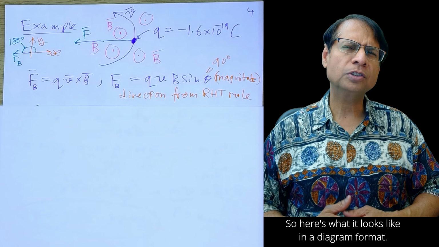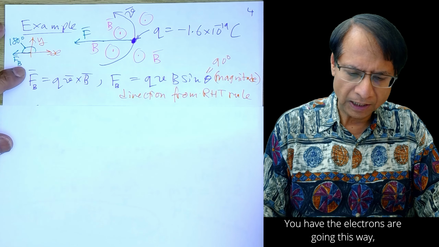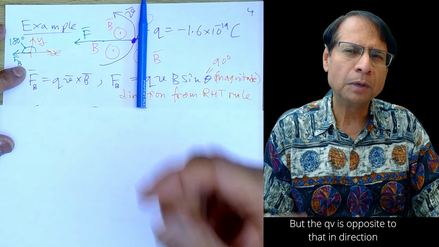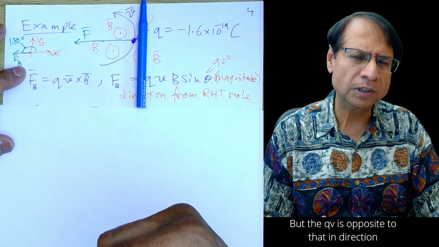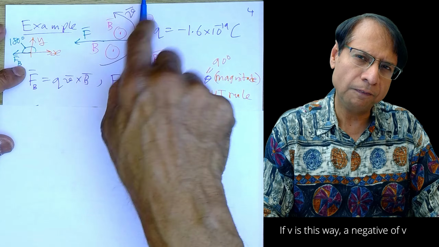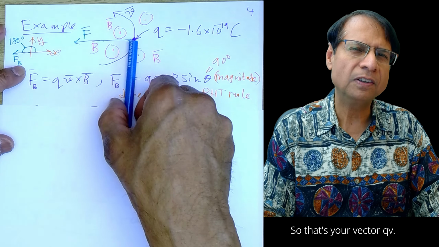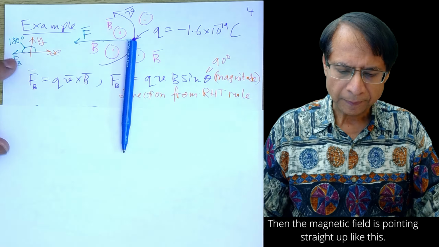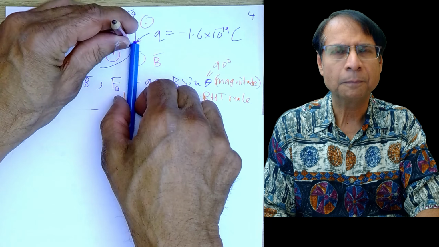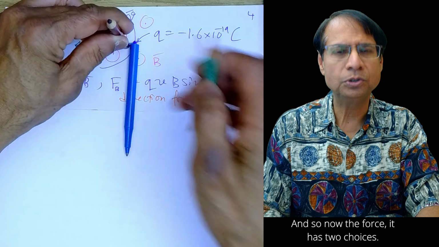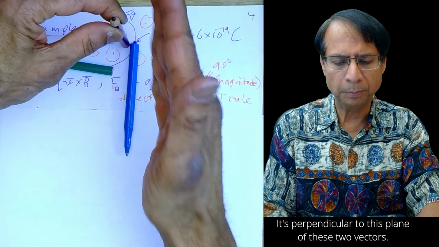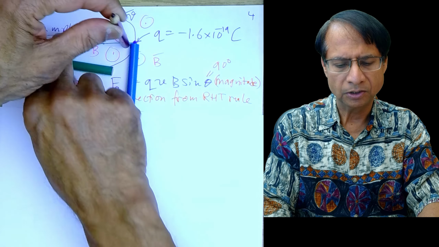So here's what it looks like in a diagram format. The electrons are going this way. That's the velocity. They're going in an arc. But the QV is opposite to that in direction, because the charge is negative. If V is this way, the negative of V is going to put it this way. So that's your vector QV. Then the magnetic field is pointing straight up like this. So here's the magnetic field. And now the force has two choices. It's going to be either this way or this way. It's perpendicular to the plane of these two vectors, so it has only two choices.